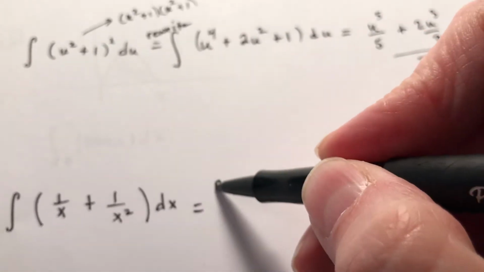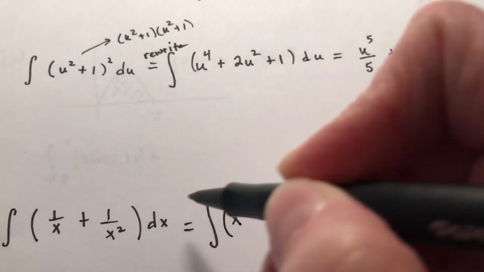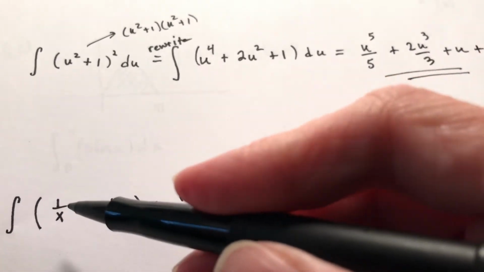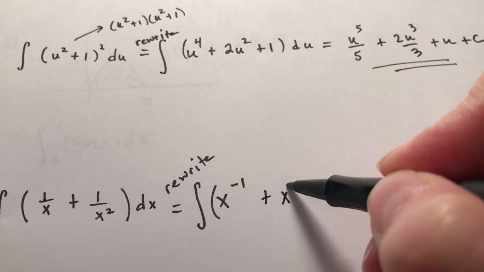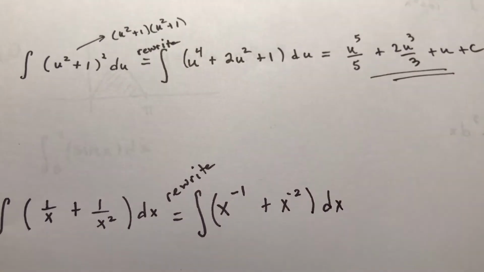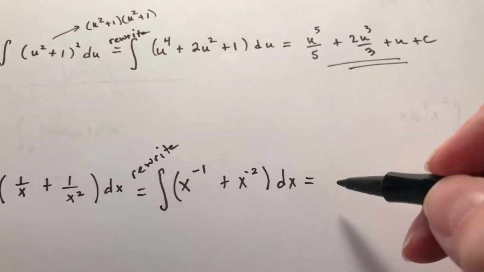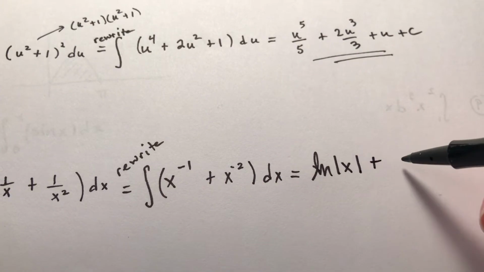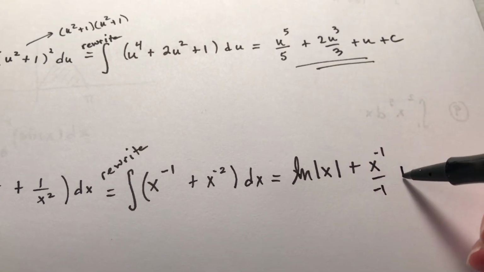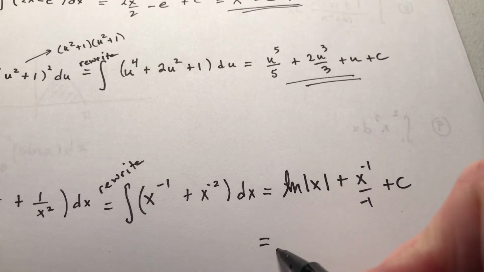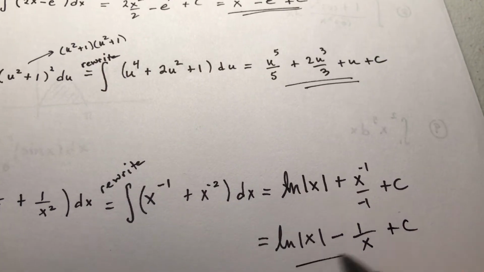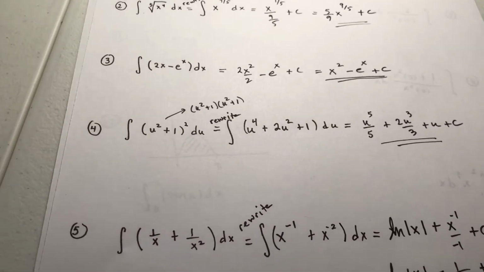Next, this one is the integral of x to the negative 1. I'm doing a rewrite. Not even integrating. I'm rewriting that so that it has a power, plus x to the negative 2nd power dx. And now I'm going to integrate, so the integral goes away, and that's going to be ln absolute value of x, plus x to the negative 1 over negative 1 plus c. And I would just write that as the ln absolute value of x minus probably 1 over x plus c. All right, that is 1 through 5.